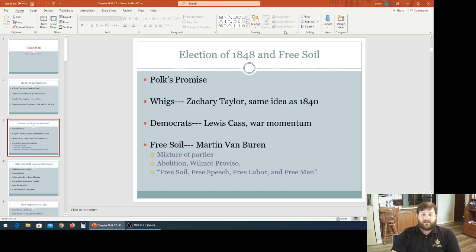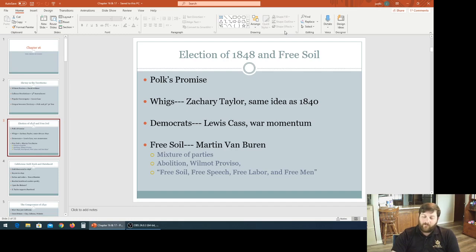So what we see is that Polk resigns, the Whigs nominate Zachary Taylor, and the Democrats are like, well, we had a guy who could have run. Polk could have run for re-election because he was doing great, but he decides not to run. And so Lewis Cass is their nominee, and they hope that winning the war will ultimately get them reelected. But we also have a third party, the Free Soil Party.